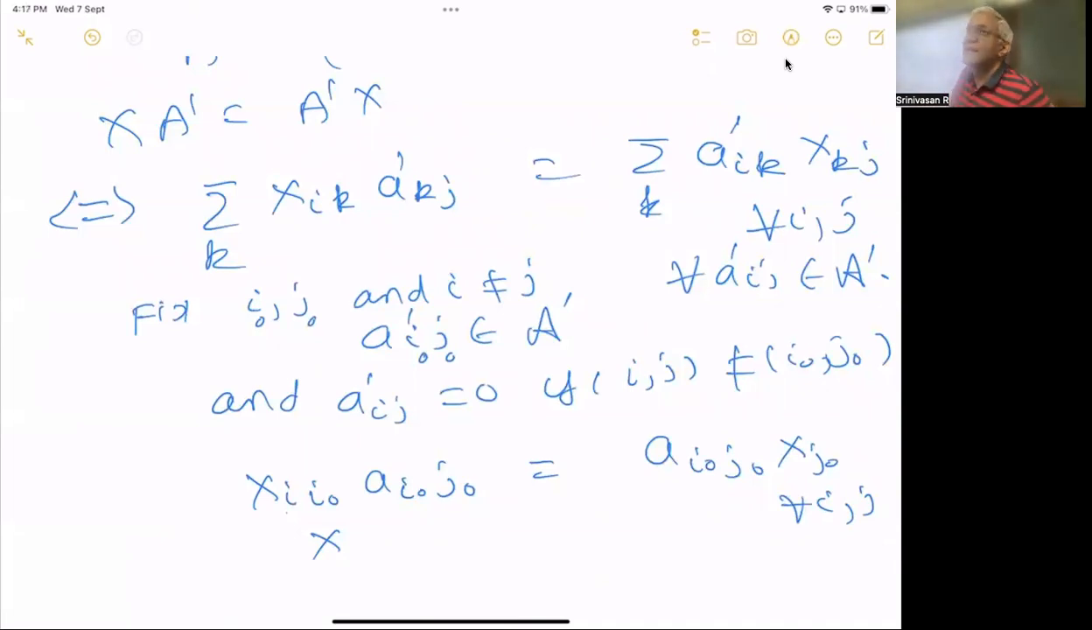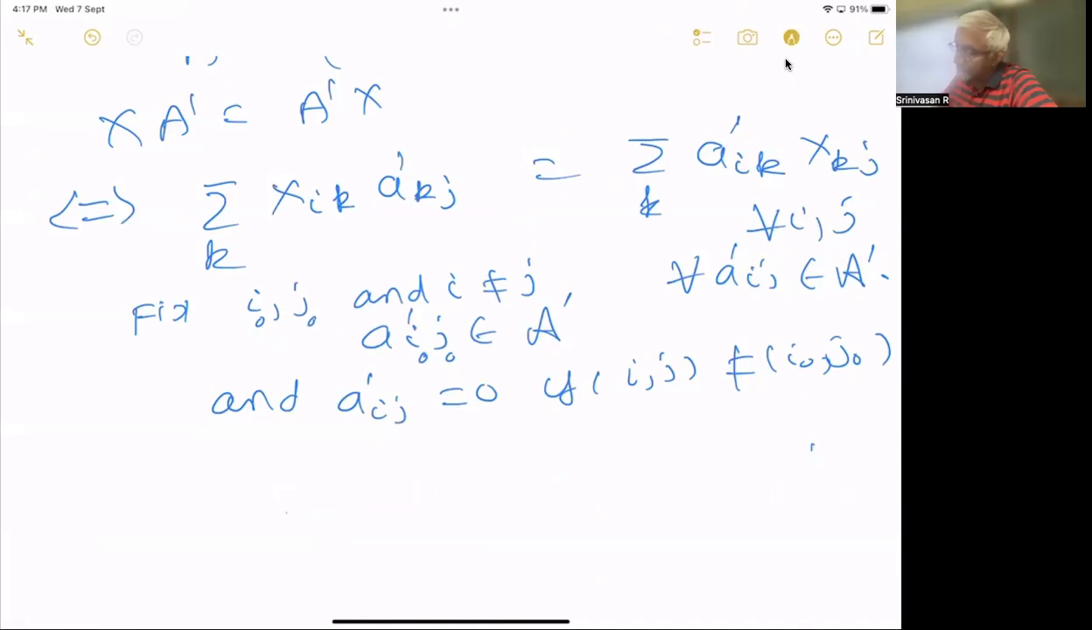You tell me. I didn't sleep. I'm getting confused. We know that the summation was for all i comma j, right? Correct. Now on the left side you have a_{kj}, on the right side you have a_{ik}. So that will be 0 whenever i is not equal to i0 and j is not equal to j0. So what is the right expression I should write here? So you will get x_{i0} a_{i0 j0} is equal to a_{i0 j0}. Okay, x_{j0 j0}.